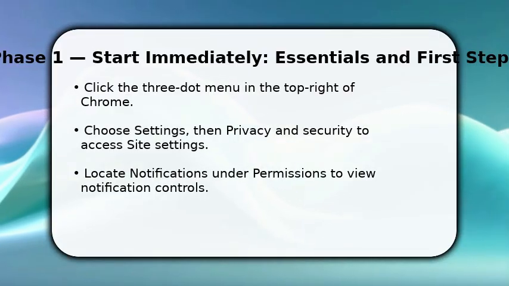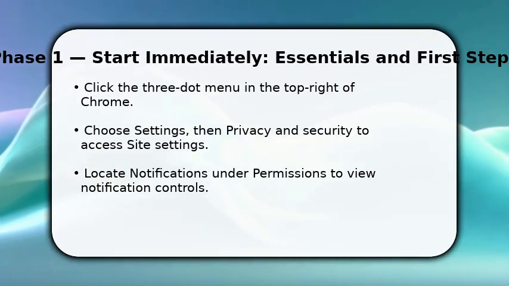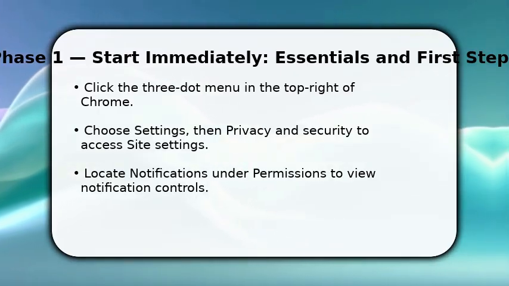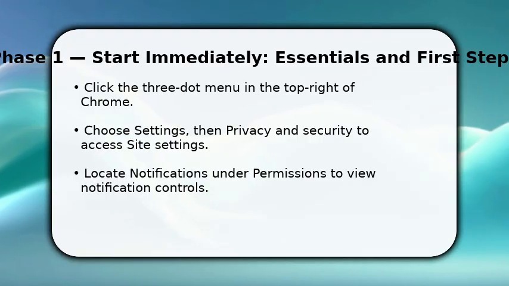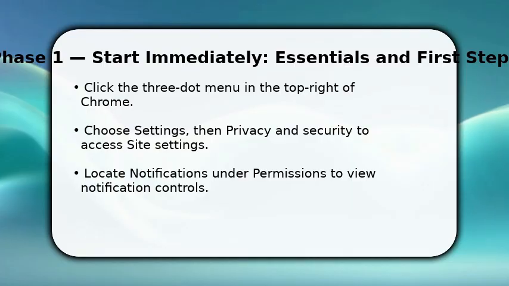You'll start inside Chrome. Click the three-dot menu in the top right and open Settings. Once done, go to Privacy and Security and pick Site Settings. This groups all permission controls in one place. Now scroll to Notifications. That's the control hub for both allowed and blocked sites.